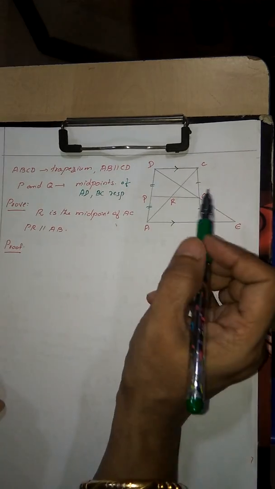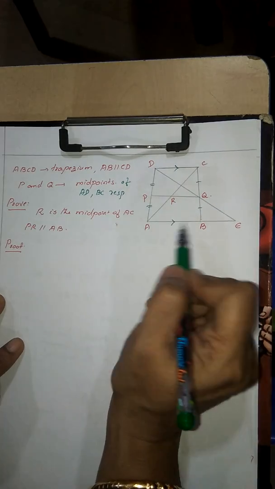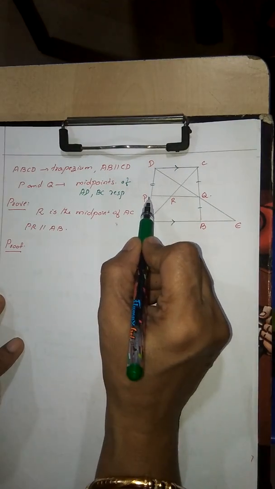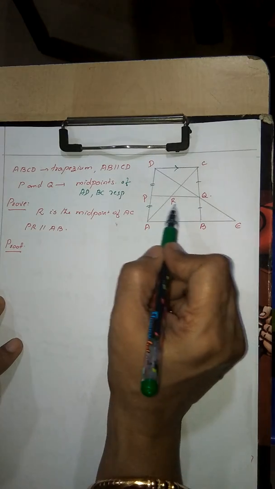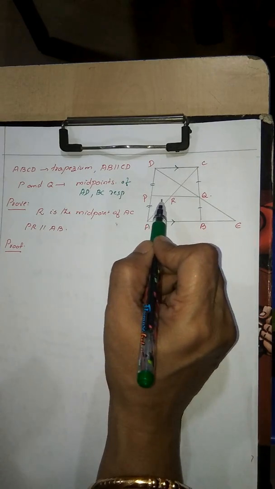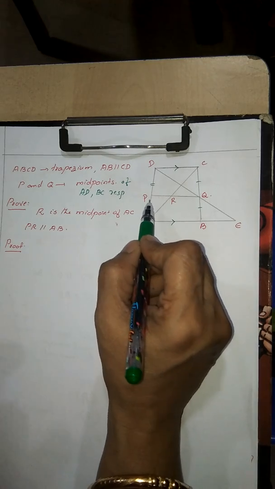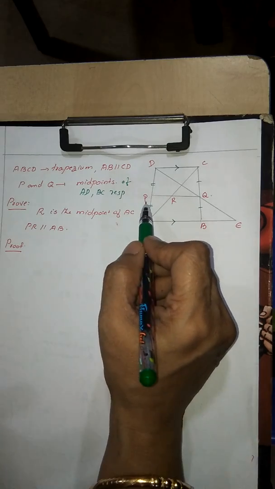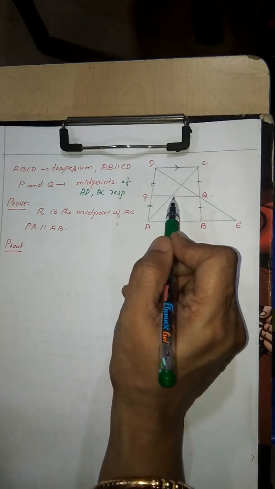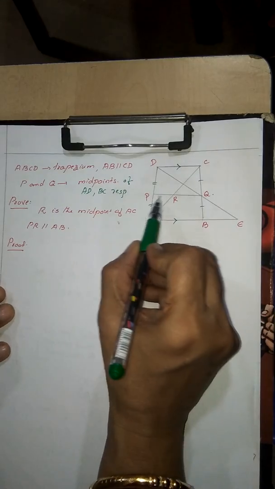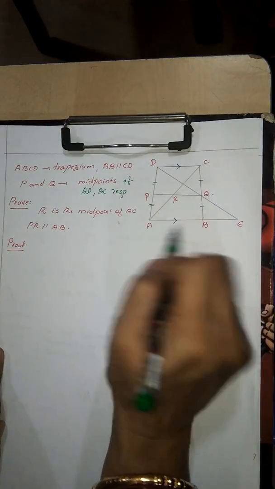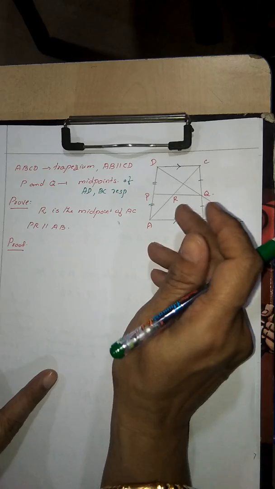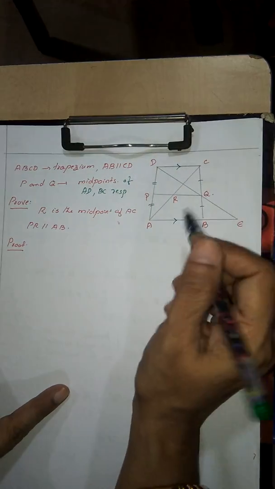So to start with, to prove PR is parallel to AB, we have only P as the midpoint. We do not have any other. To use the midpoint theorem, we should have two criteria. Either two midpoints, then you can say that it is parallel to the third side, or we should have one midpoint and the line is parallel, then you can say the other is midpoint. But here we do not know whether PQ is parallel to AB, it's not given, and R is a midpoint, that is also not given. So we cannot use that.